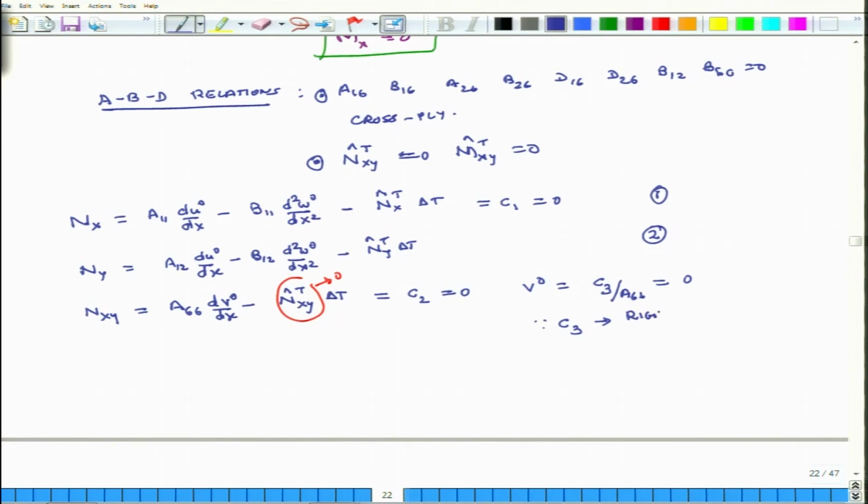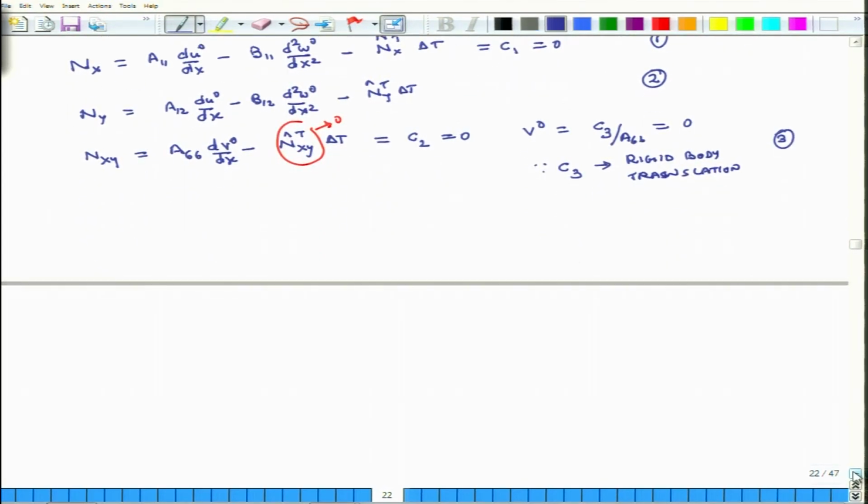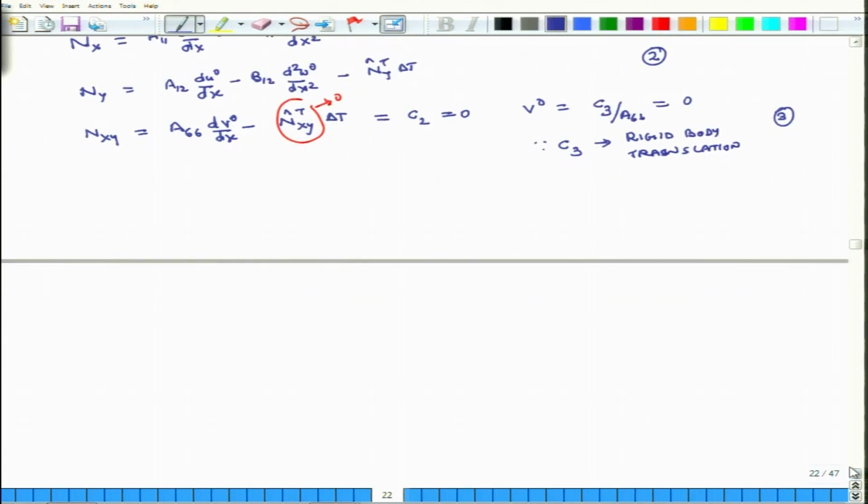rigid body translation. So we can just consider that rigid body translation as 0, okay. So these are the 3 equations related to n's, and then let us look at one more equation, m.